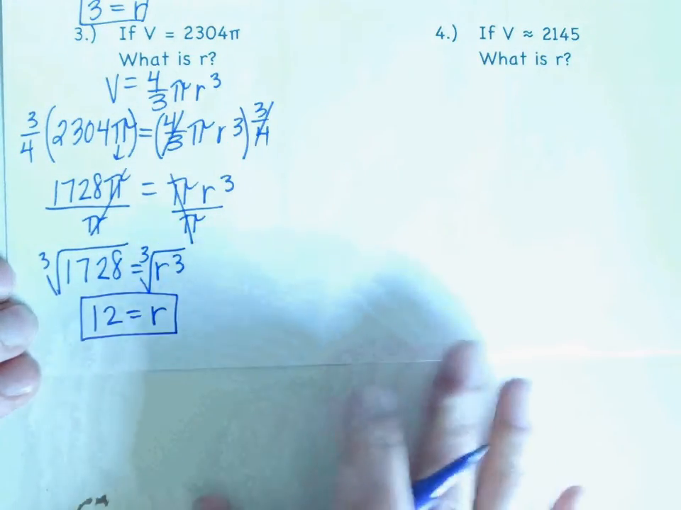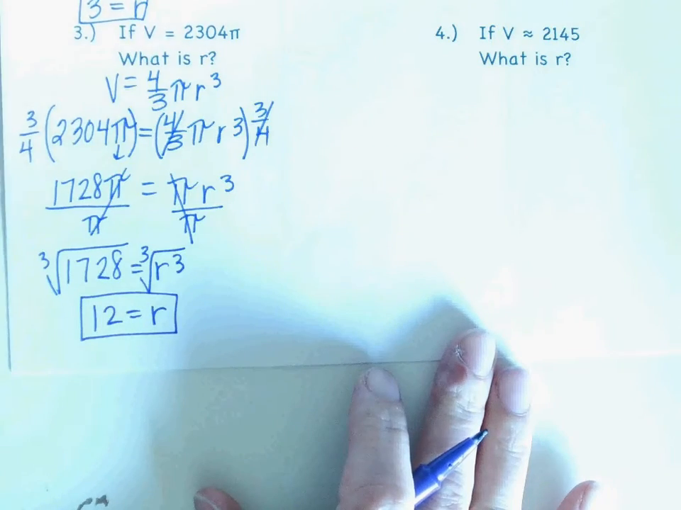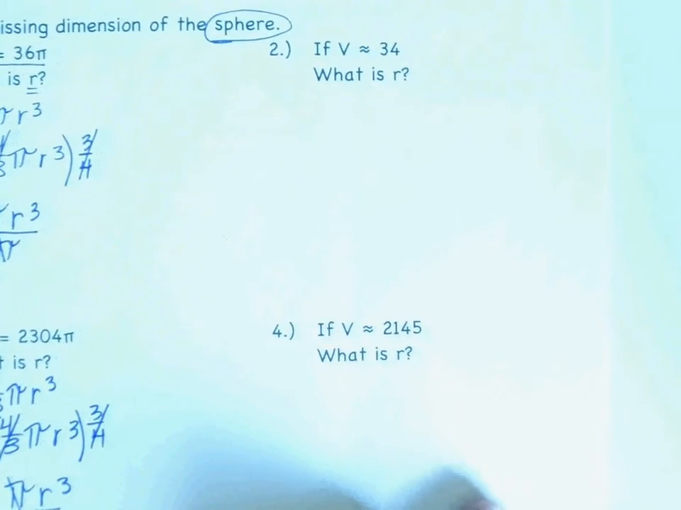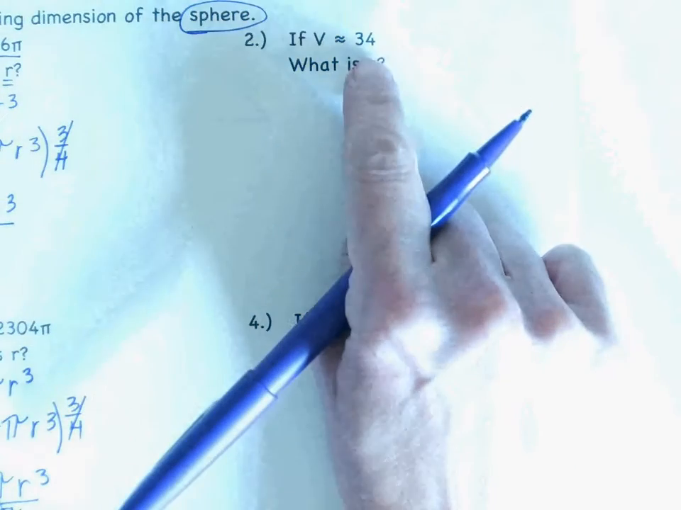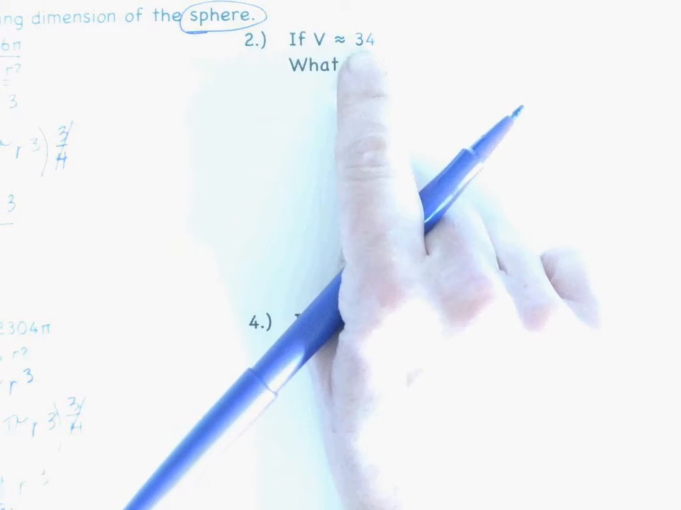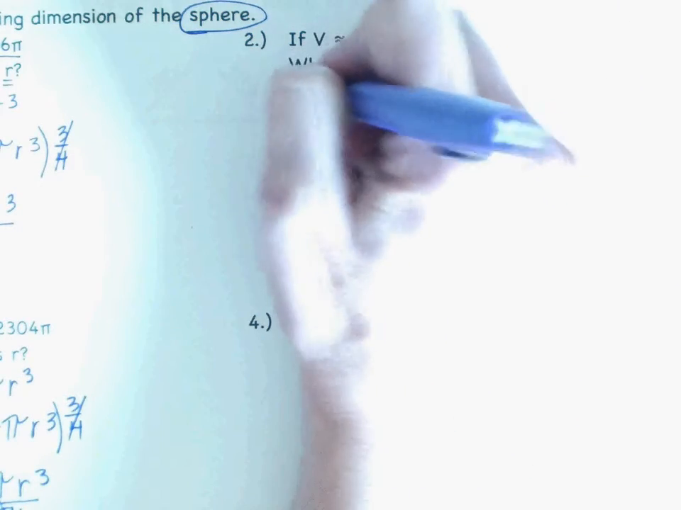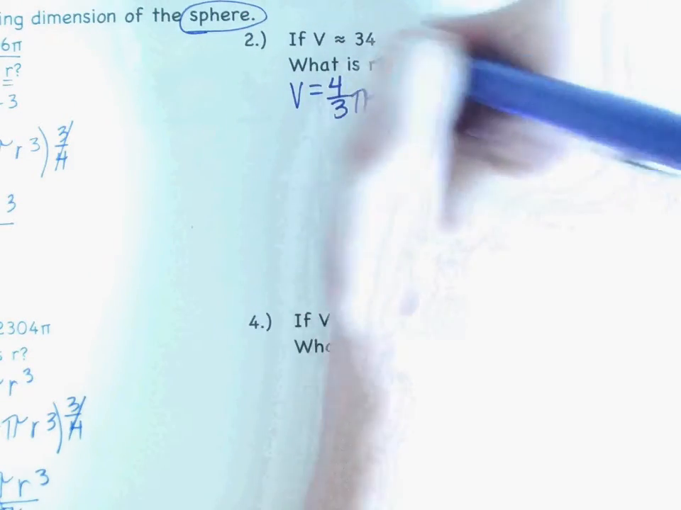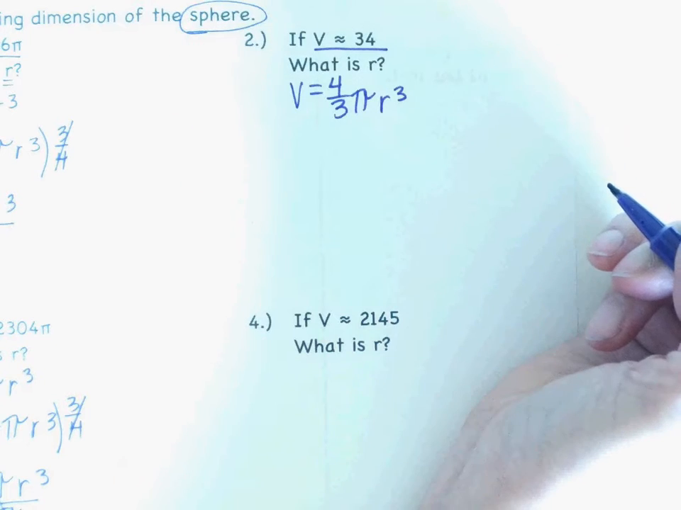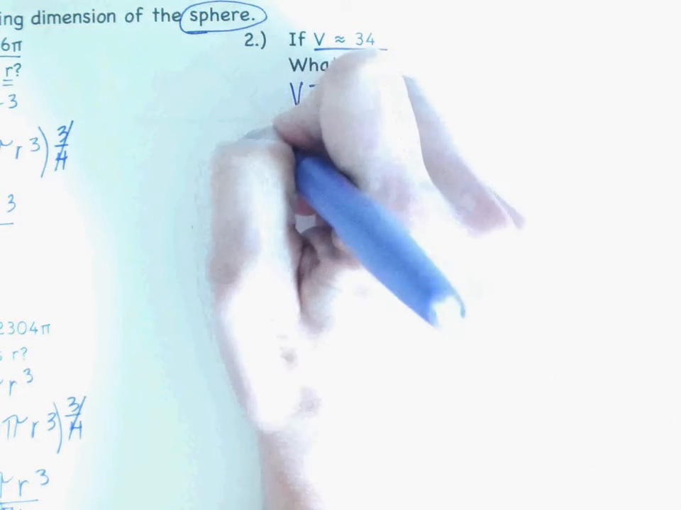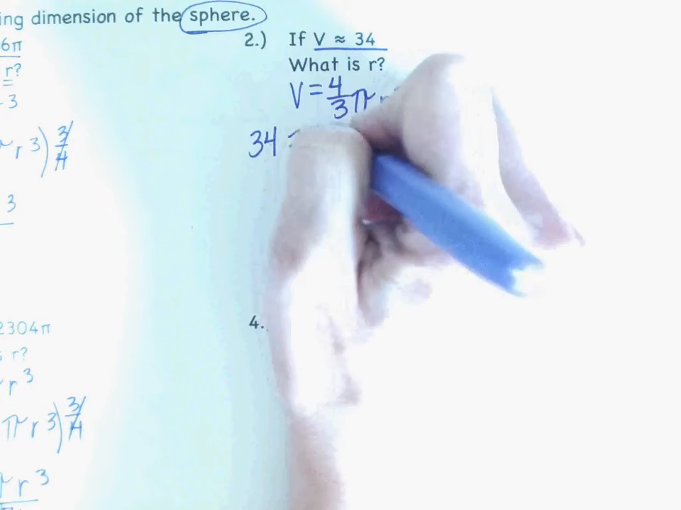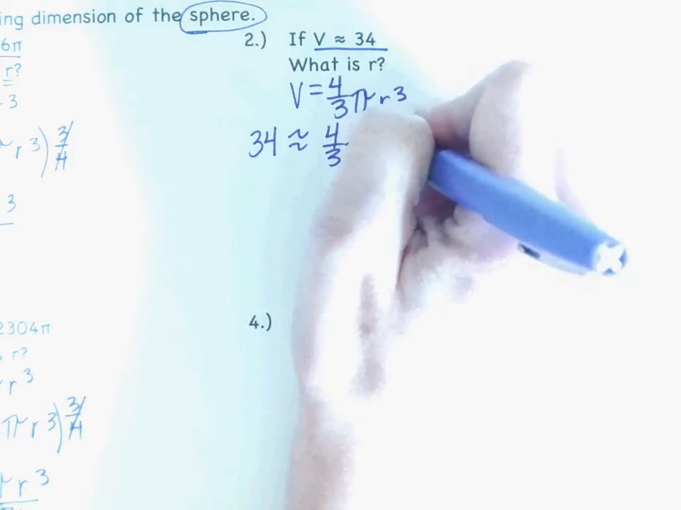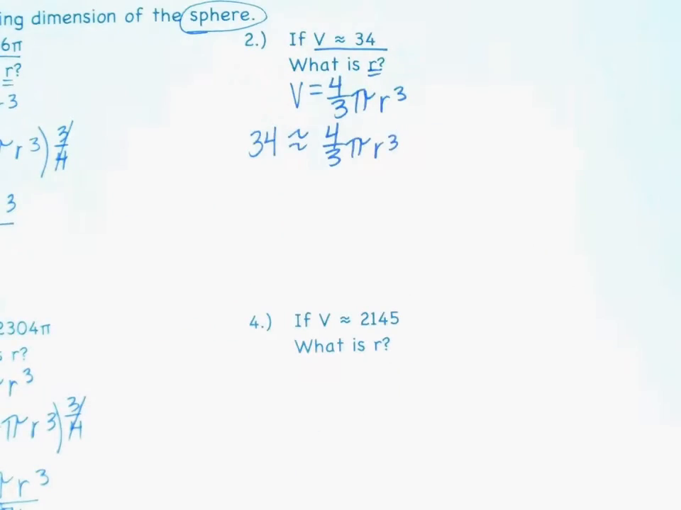That's that one. All right, let's go ahead and try this again for number 2. Now, 2 and 4 are a little bit different because it's not a pi symbol. I have approximately 34, so volume has already been calculated. So again, I'm going to start by writing out the formula V equals 4/3 pi r cubed. I'm going to substitute 34 in for volume, recopy everything else, because I'm solving for my radius.